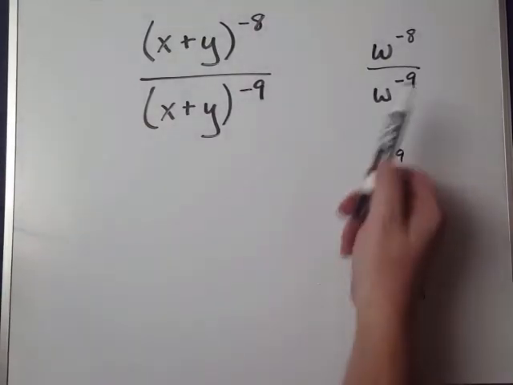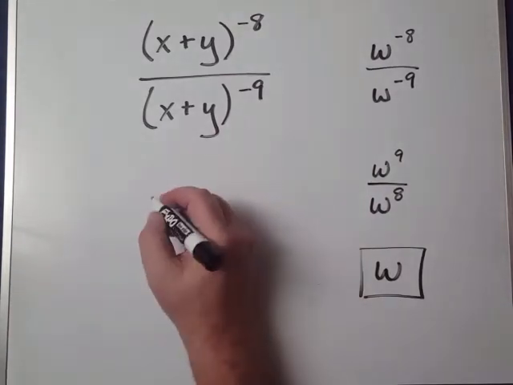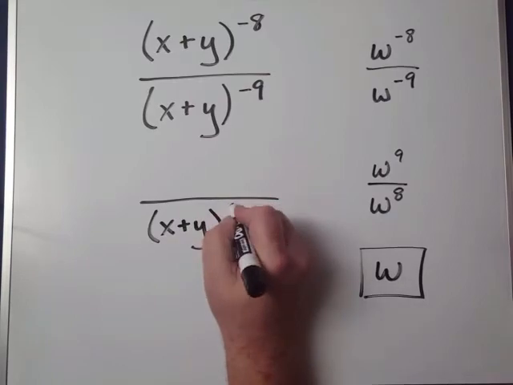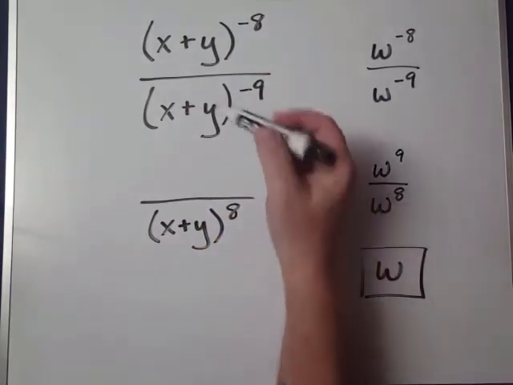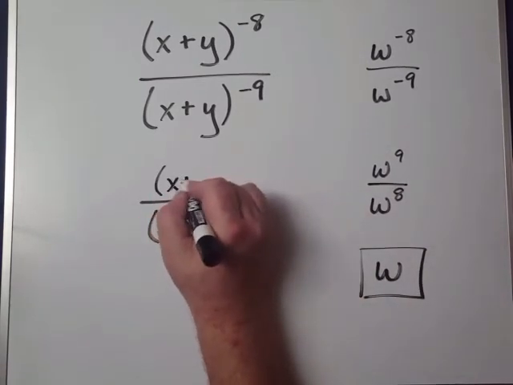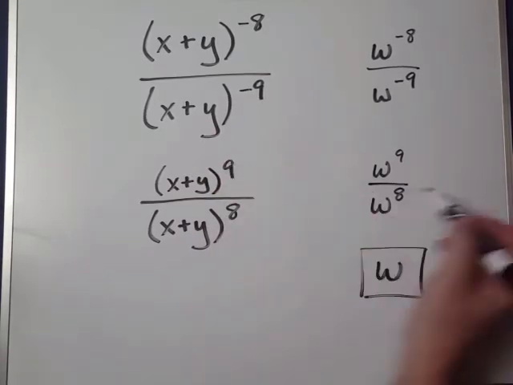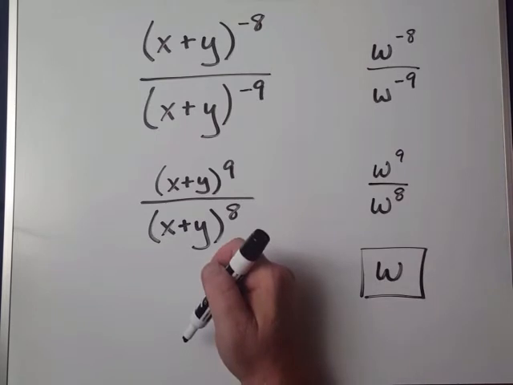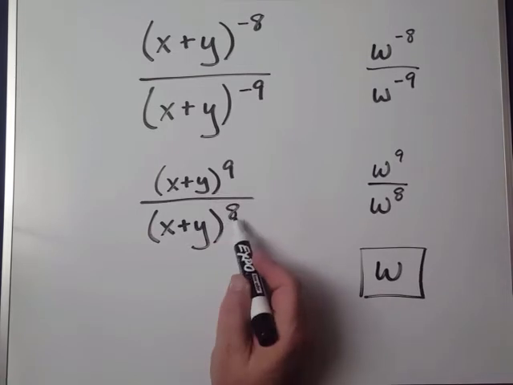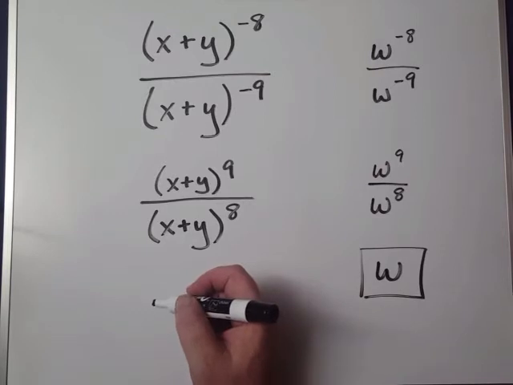This is exactly like my W problem. I have some base raised to the negative 8 power in the top. That becomes that whole base raised to the positive 8 in the bottom. I have this whole base raised to the negative 9 in the bottom. That becomes this whole base raised to the positive 9 in the top. And this, just like before, is a quotient of like bases. I have 9 of these things in the top. I have 8 of these things in the bottom. When I'm done canceling, how many will be left and where?